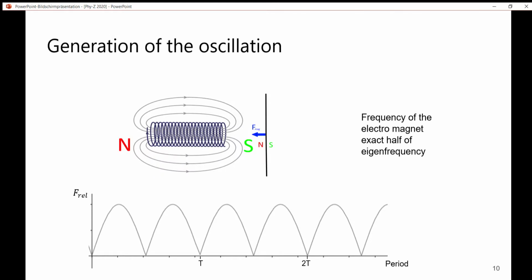Because we run the electromagnet with the frequency of a sine wave, the poles of the electromagnet get switched over time. But this doesn't affect the string that much, because only the relative force on the string is important for the string. So the frequency of the electromagnet must be half of the eigenfrequency.